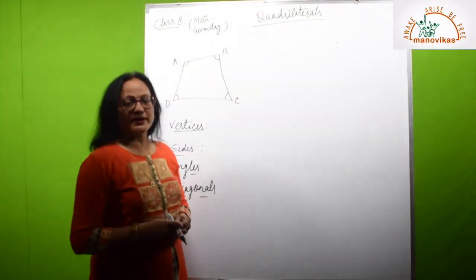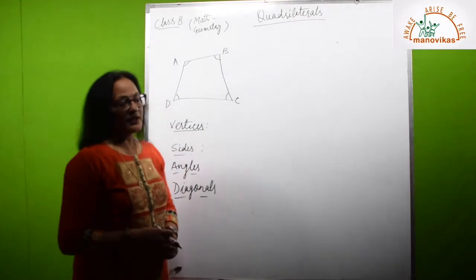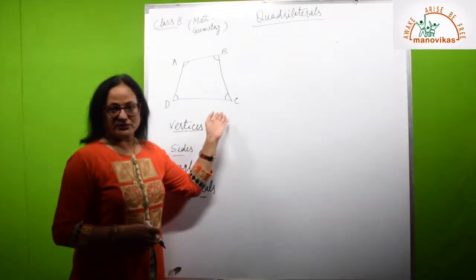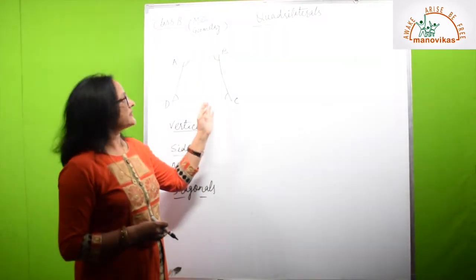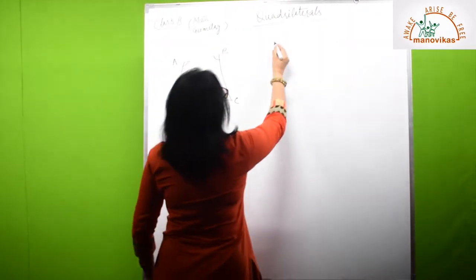Hello children, today I am going to start quadrilaterals for class 8th. So what is a quadrilateral? As you know, a quadrilateral is a four-sided polygon. So before this, what is a polygon?